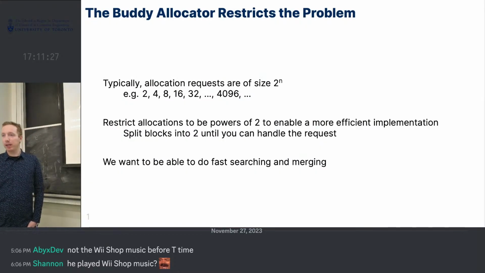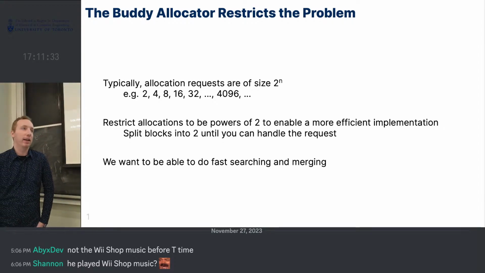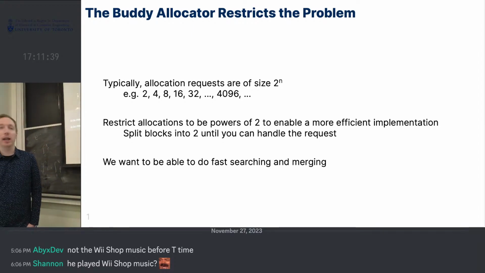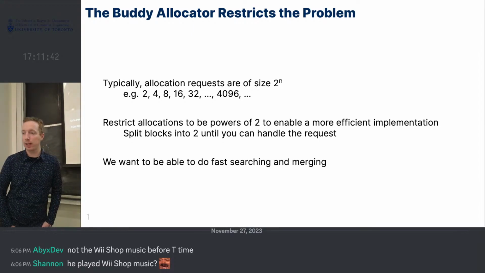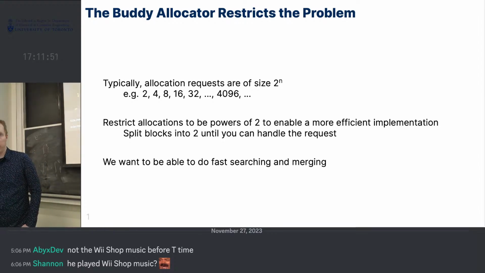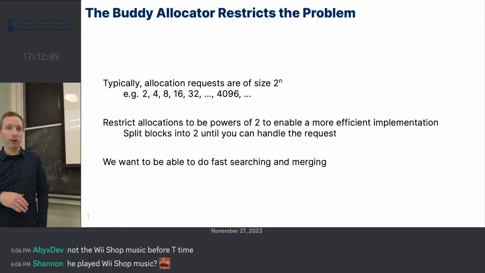So the buddy allocator restricts the problem. Instead of accepting allocations of any size and making the block size match whatever the requested allocation is, it restricts allocations, at least internally, to be powers of 2. So it only deals with 2-byte requests, 4-byte, 8, 16, 32, 128, so that would match your inodes from lab 6, maybe 496, and so on. So restricting allocations to be a power of 2 gives a more efficient implementation that we will get into very shortly.